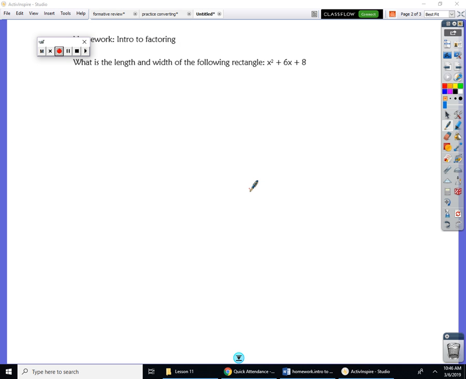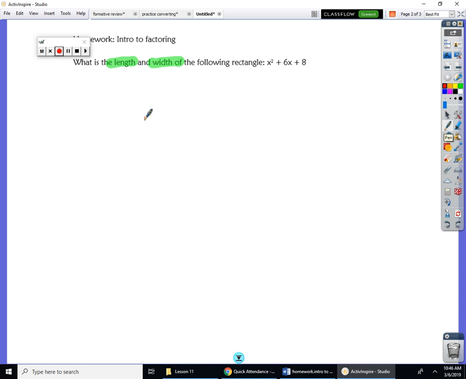Alright, today we're looking at our intro to factoring. So factoring, we're going to be starting in standard form and going to factoring form. With factoring form, we're actually looking for the length and width. So we have it in standard form, we're working backwards to build our rectangle.